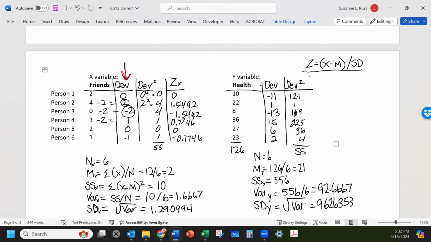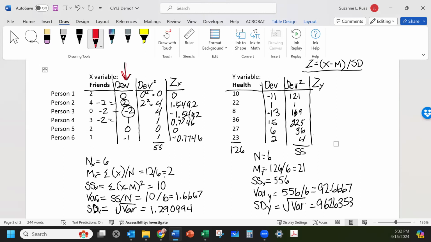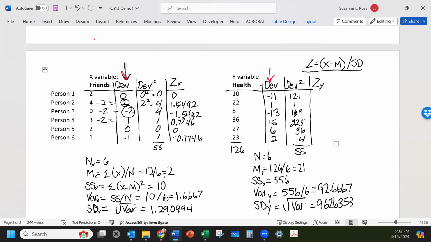We next calculate zy using the same formula. Once again, let's remind ourselves, I think I'm going to highlight this column right here, so that I don't accidentally use this column. In fact, since we're done with it, I'm going to cross this column off to remind me to use this column and actually subtract negative 11 divided by this. Let me look at that number again. Here's the decimal point, 9.626353.